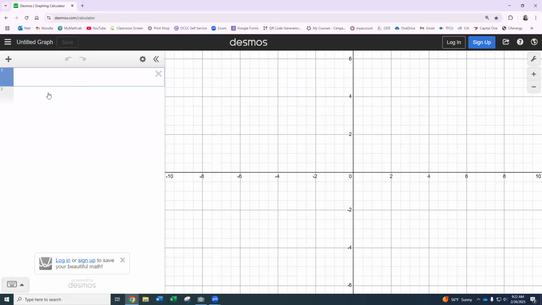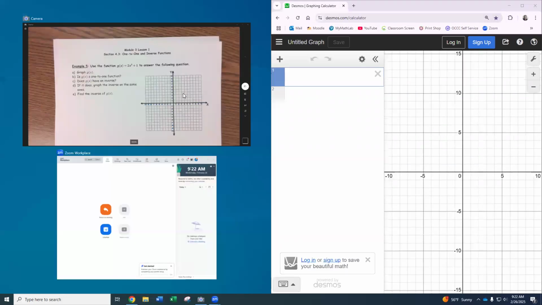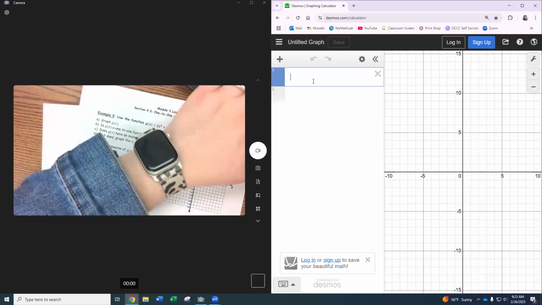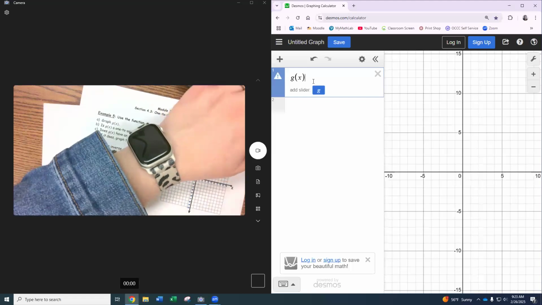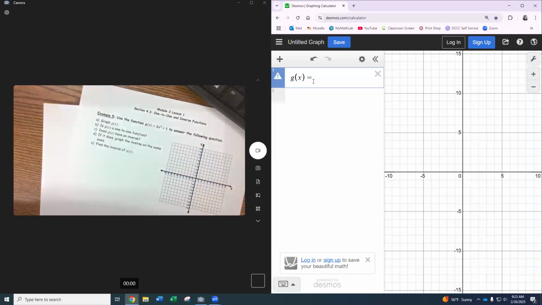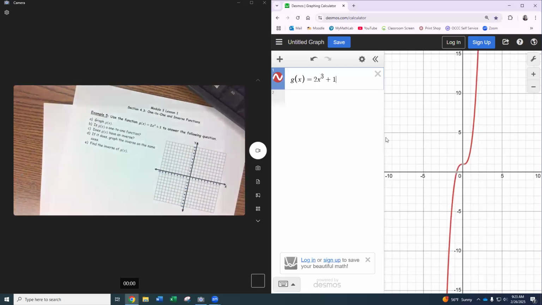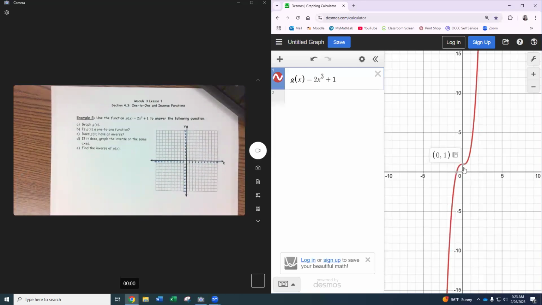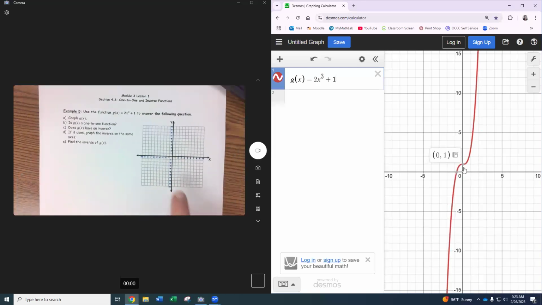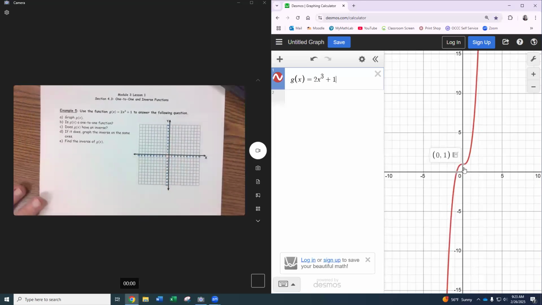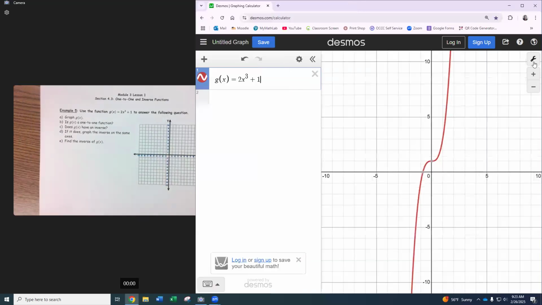Okay. And so let's go side by side here. We're going to type in our function here. So I have g of x equals 2x cubed plus 1. Okay, so we can see what our function is supposed to look like here. And because I have a standard graph here going from -10 to 10 and -10 to 10 on both x and y, I'm going to go ahead and change my graph here to look the same.